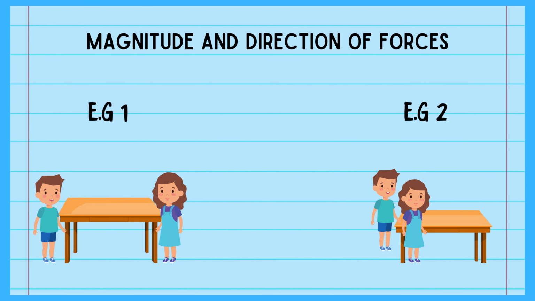But how do we determine the direction of the motion of the object? That's simple. If the forces are applied in the opposite directions, then the object will move in the direction where the highest amount of force is applied. But if the forces are applied in the same direction, then the direction of the motion of the object will be the same as the application of the forces.